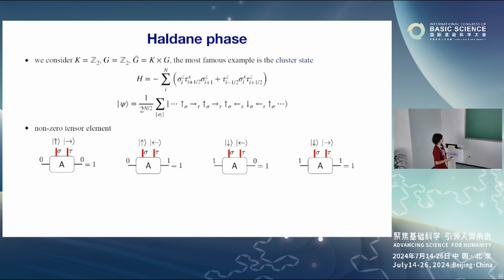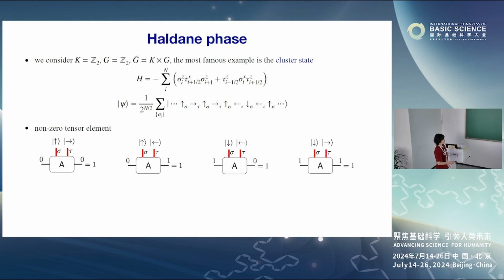Let's directly see the example. So we can consider the strong symmetry like this and the weak symmetry like this. And for the group structure, the primary example satisfying this kind of symmetry is the cluster state. The Hamiltonian is like this, and the ground state should be like this, called the decorated domain wall structure. Which means that when these two sigma are parallel to each other, the tau should point right.